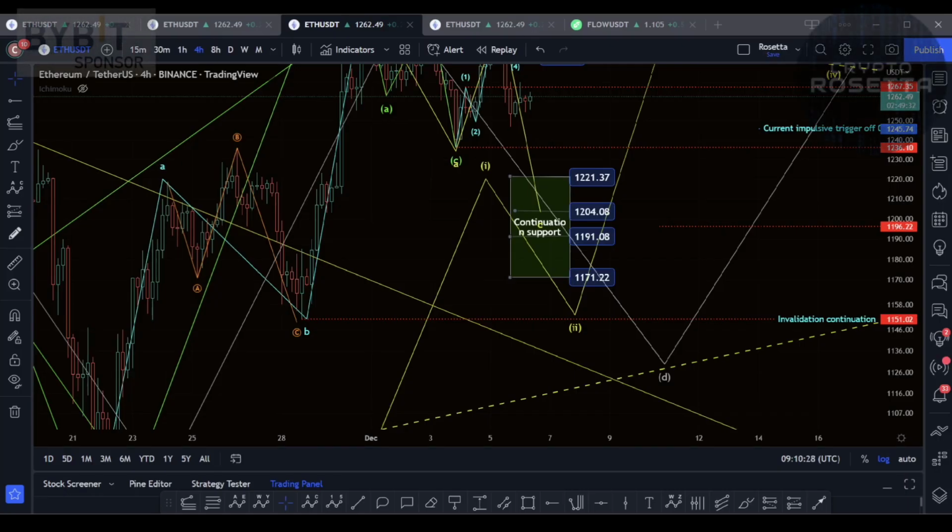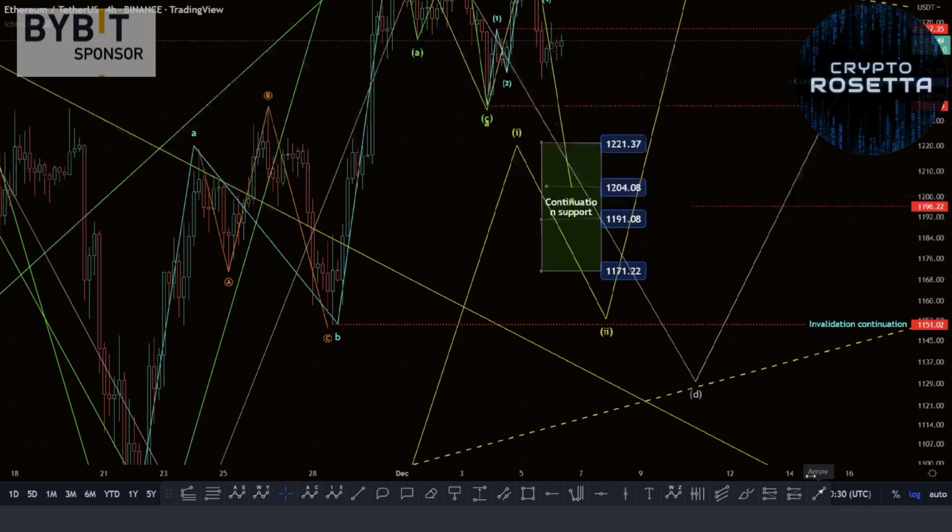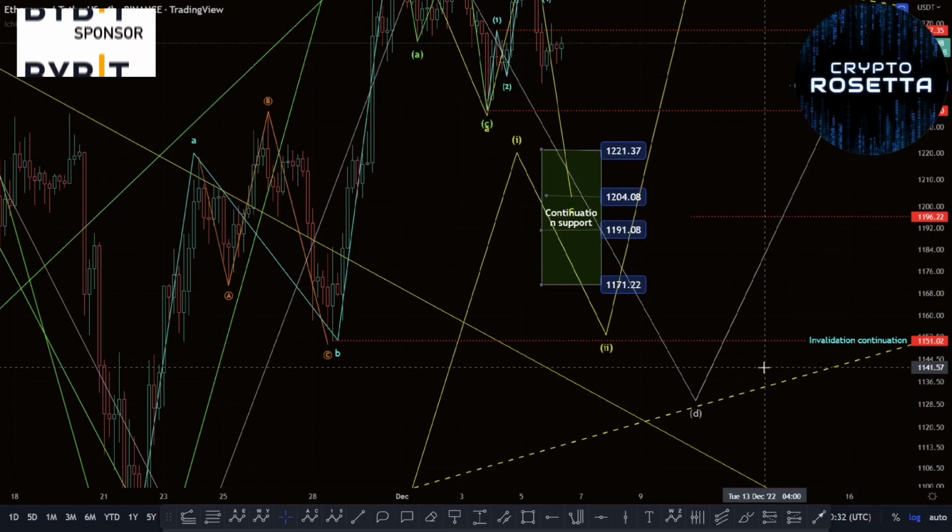Hello and welcome everybody. My name is Savage and today we're going to be having a look at ETH against its USDT pair.